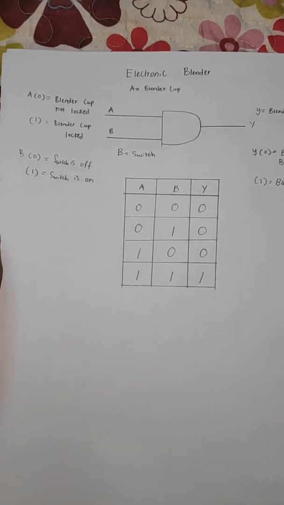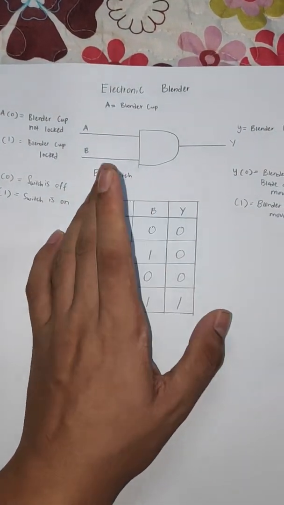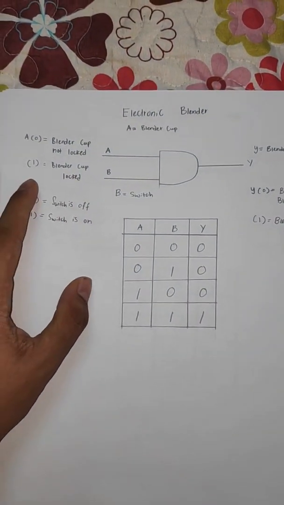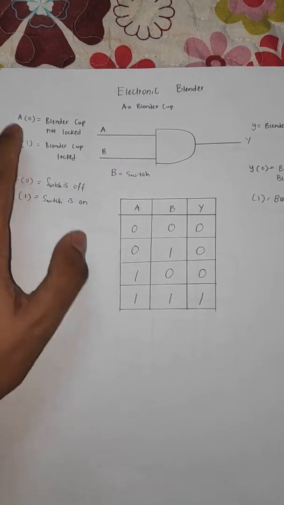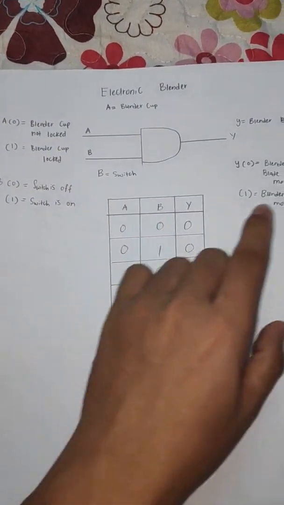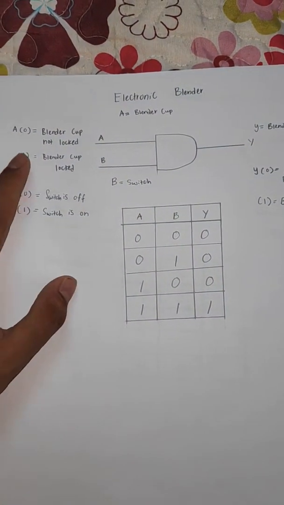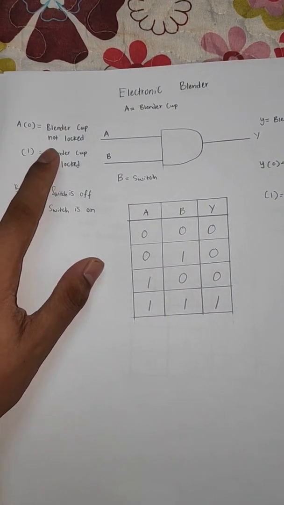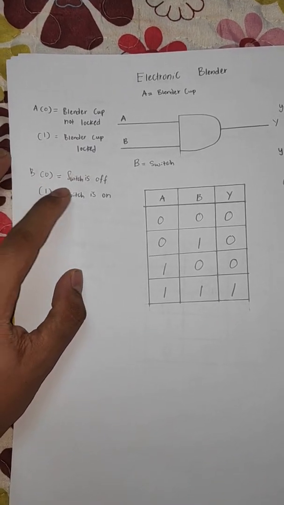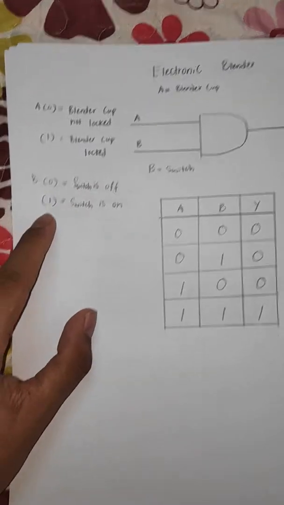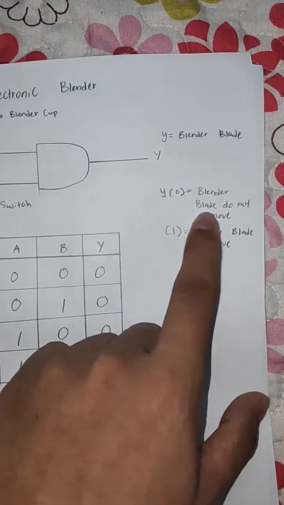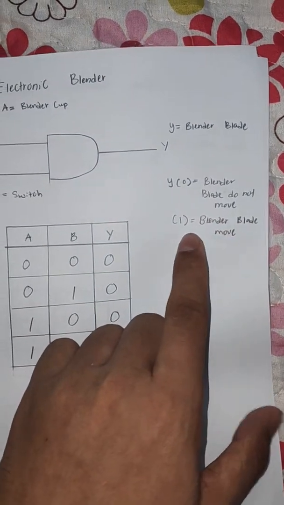Next, the electronic blender. We are using the same AND gate from before. A is the blender cup, B is the switch, and Y is the blender blade. For A, 0 means the blender cup is not locked and 1 means the blender cup is locked. For B, 0 means the switch is off and 1 means the switch is on. For Y, the output, 0 means the blender does not move, and 1 means the blender blade moves.